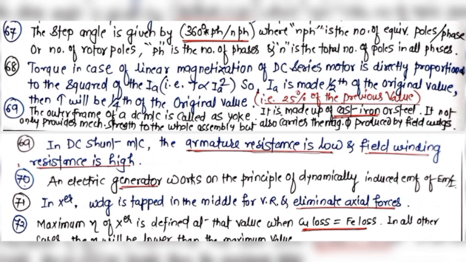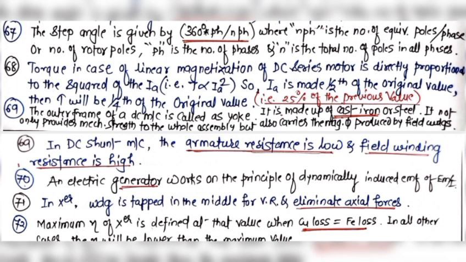Torque in case of linear magnetization of DC series motor is directly proportional to the square of the armature current, that is T is directly proportional to Ia square. So if armature current is made half of the original value, then torque will be 1/4 of the original value, that is 25% of the previous value.